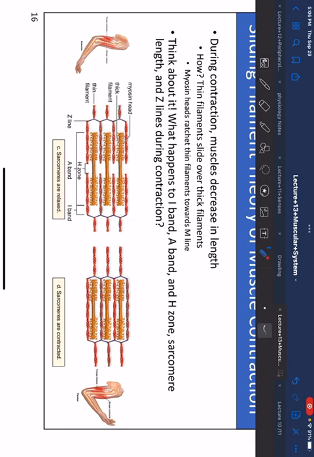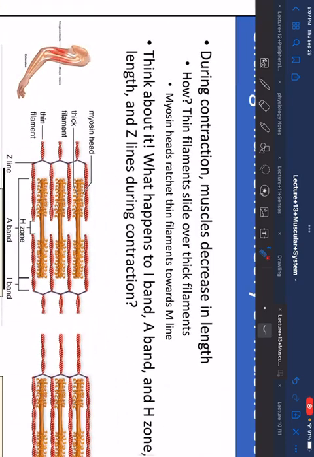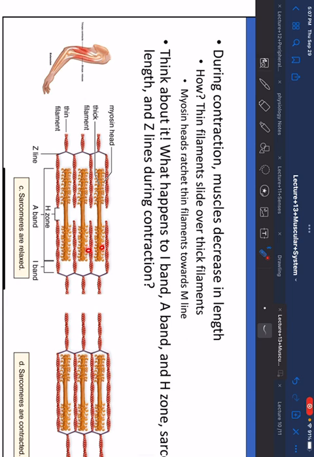Recall at the beginning of this lecture we said contraction means that cell or that muscle is going to shorten in length. So how do we decrease the length of the biceps muscle during muscle contraction? What happens are the thin filaments, these thin filaments, they're going to slide over the stationary thick filaments. When these thin filaments slide over the stationary thick filaments, it's going to decrease the length of the sarcomeres and the length of the muscle.